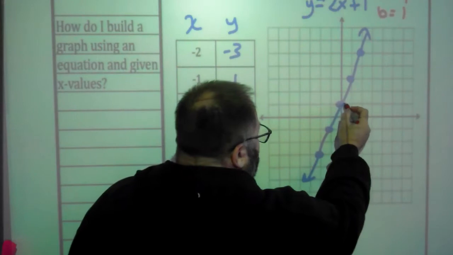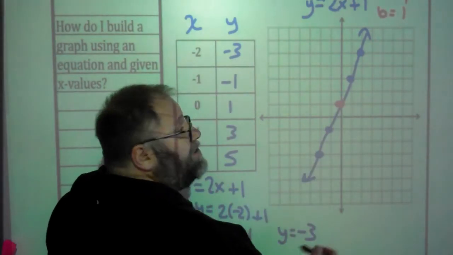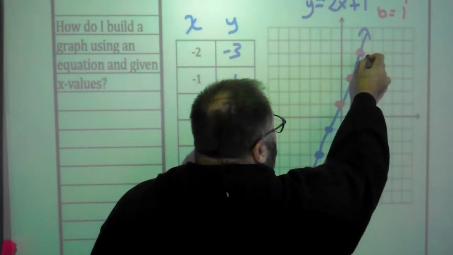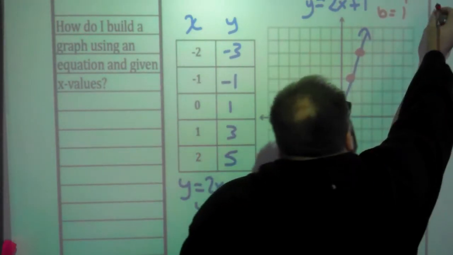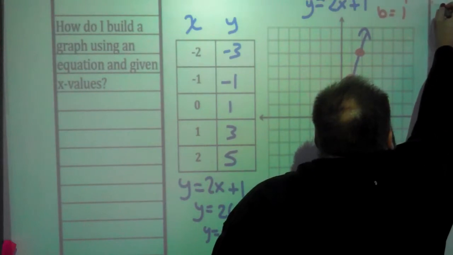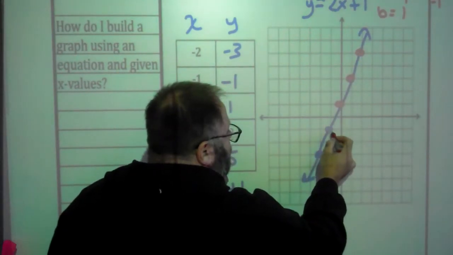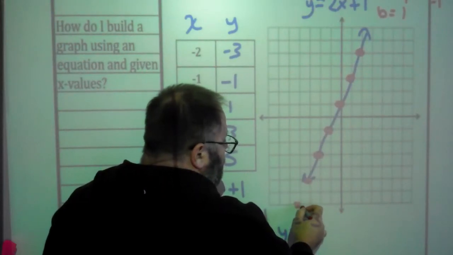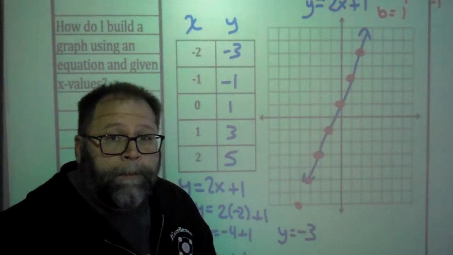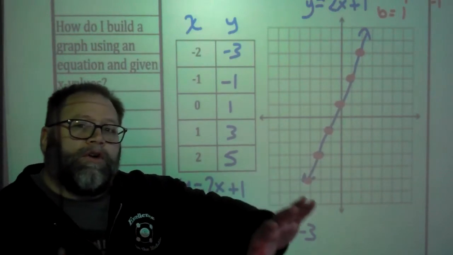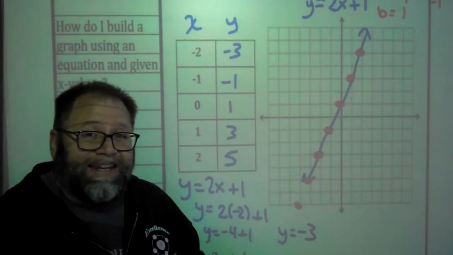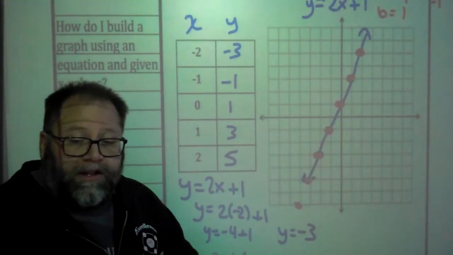So let's look at the line. Here's the y-intercept is 1. And the slope is 2. Up 2, right 1. Up 2, right 1. If we do the opposite of this, negative 2 over negative 1, down 2, left 1. Down 2, left 1. It goes on forever. Okay, so that's how the ordered pairs and the data correspond to where the line is when we draw it.